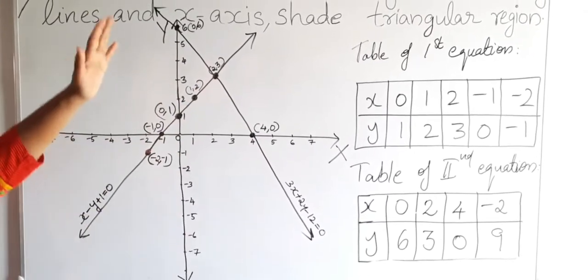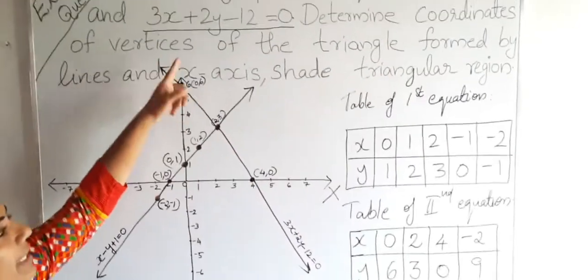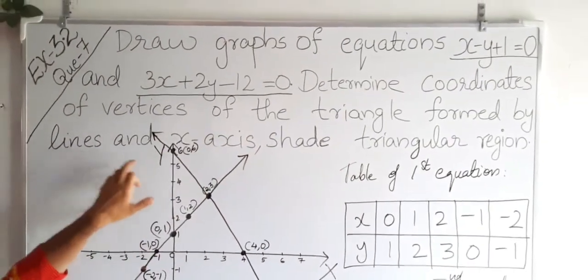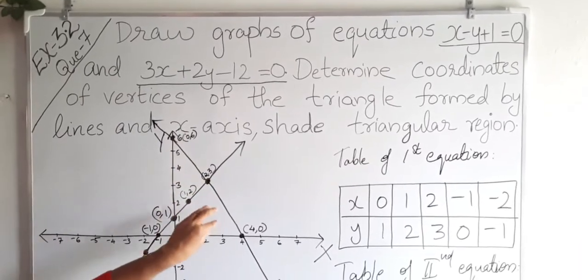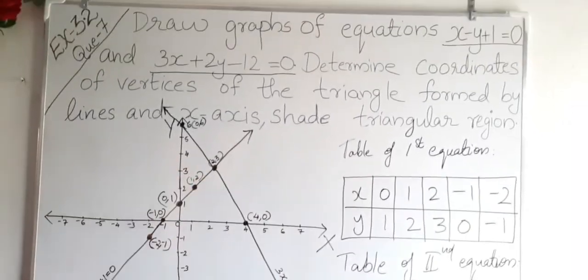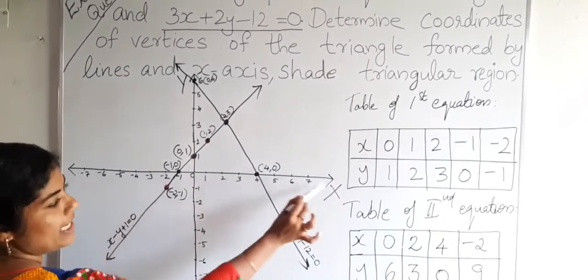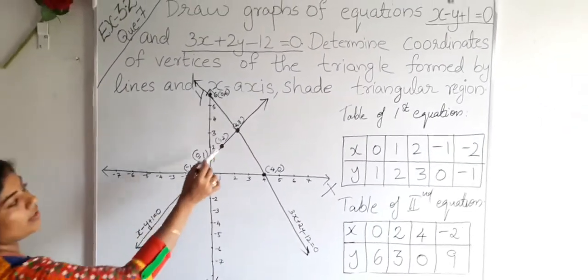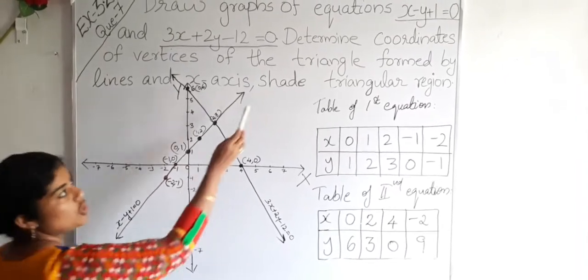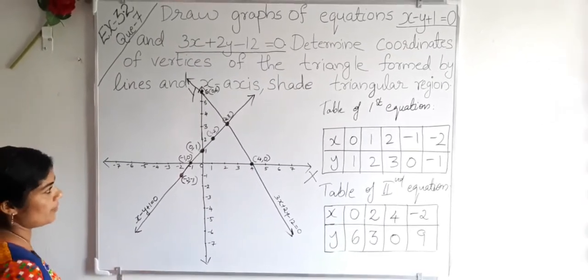Now let's move to the question. See what is written: determine the coordinates of the vertices of the triangle formed by the lines and the x-axis. That we did. Here you can see one triangle formed with the x-axis and the lines we drew. These are the lines we formed, one line and the other straight line. This is our x-axis, the horizontal axis. So you got a triangle inside this portion, and that portion you have to shade.